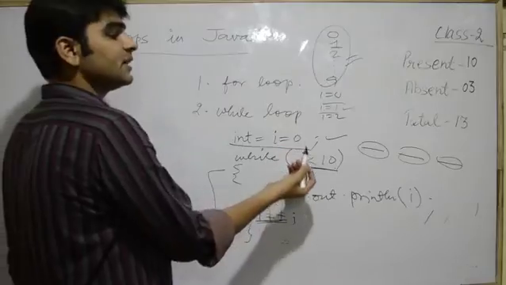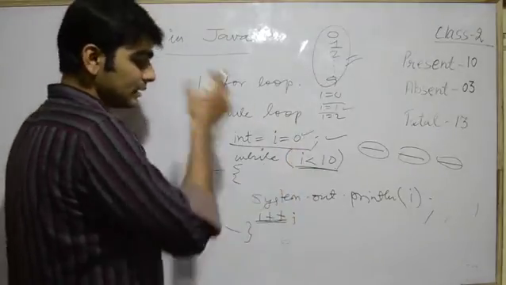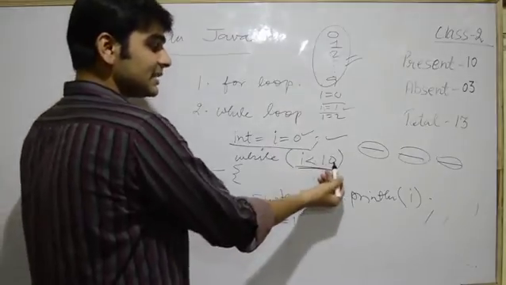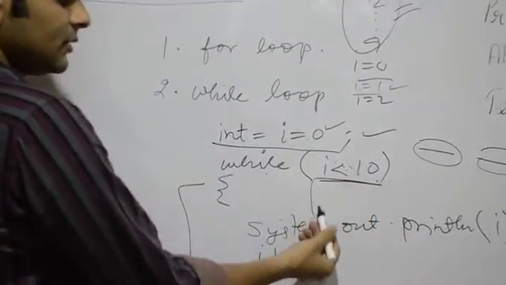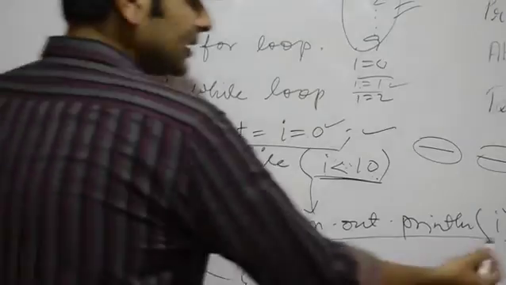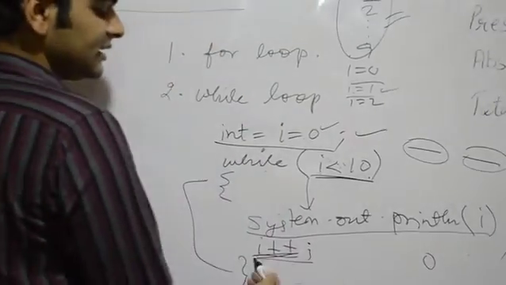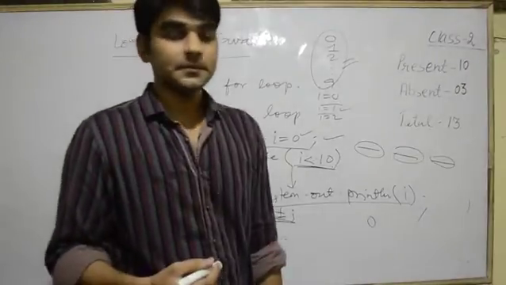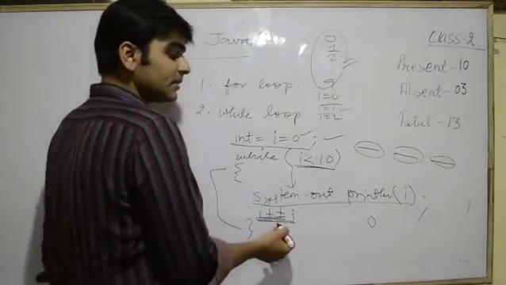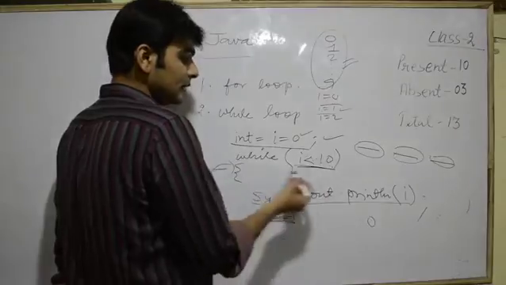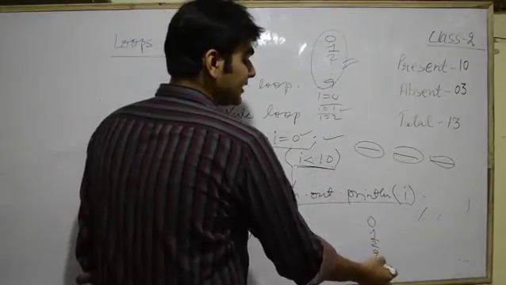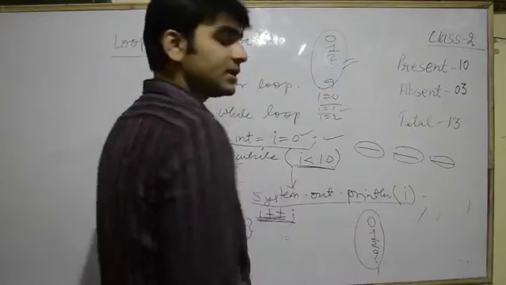First of all, the value of I will be initialized to 0 once, then it will check whether I is less than 10. That means I is equal to 0, 0 is less than 10, yes it is. It will go inside the body of the loop, print the value of I, that is 0, then it will increase or decrease. I plus plus means increase the value of I by 1. So I will become 1, it will go back, 1 is also less than 10, again come inside and print 1. Similarly, till 9 it will print using a while.